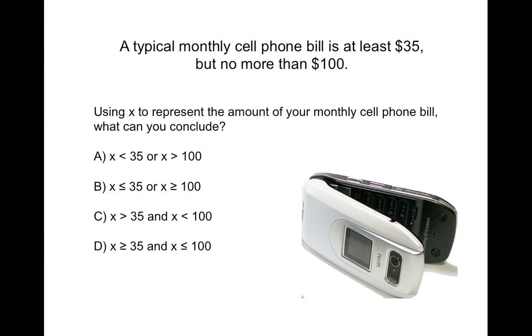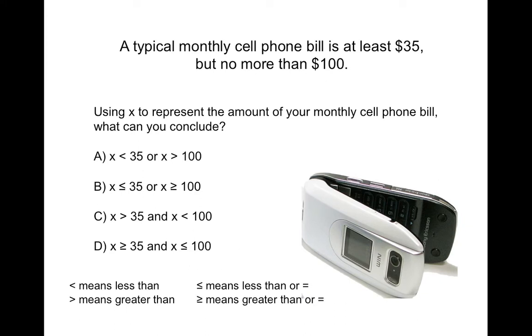A typical monthly cell phone bill is at least $35, but no more than $100. Using x to represent the amount of the monthly cell phone bill, what can you conclude? Recall that this symbol means less than, this one means greater than, this one means less than or equal to, and this one means greater than or equal to. So read each statement carefully and make the best choice.